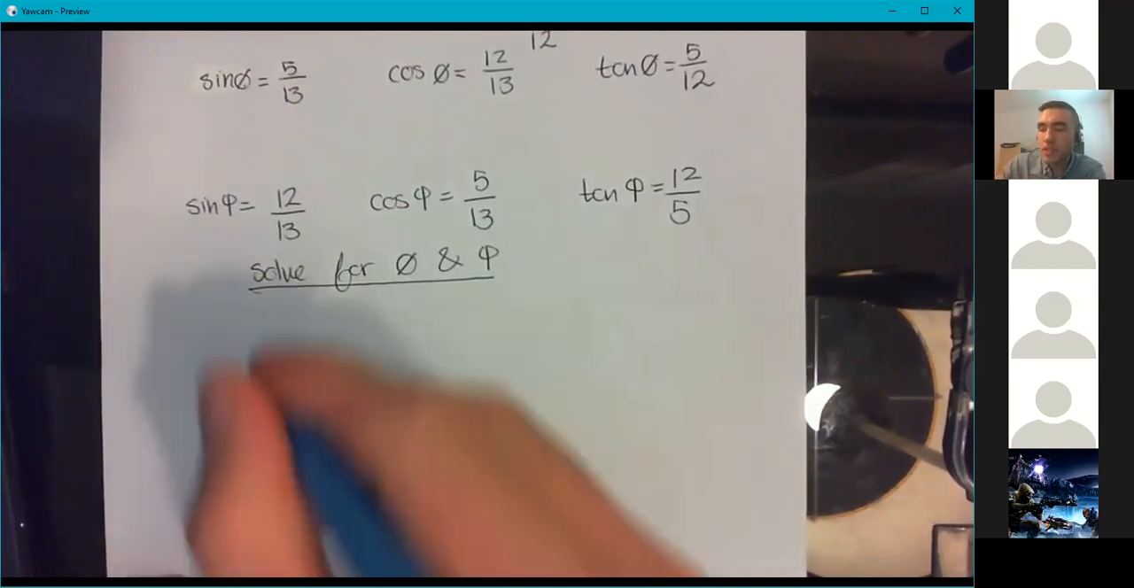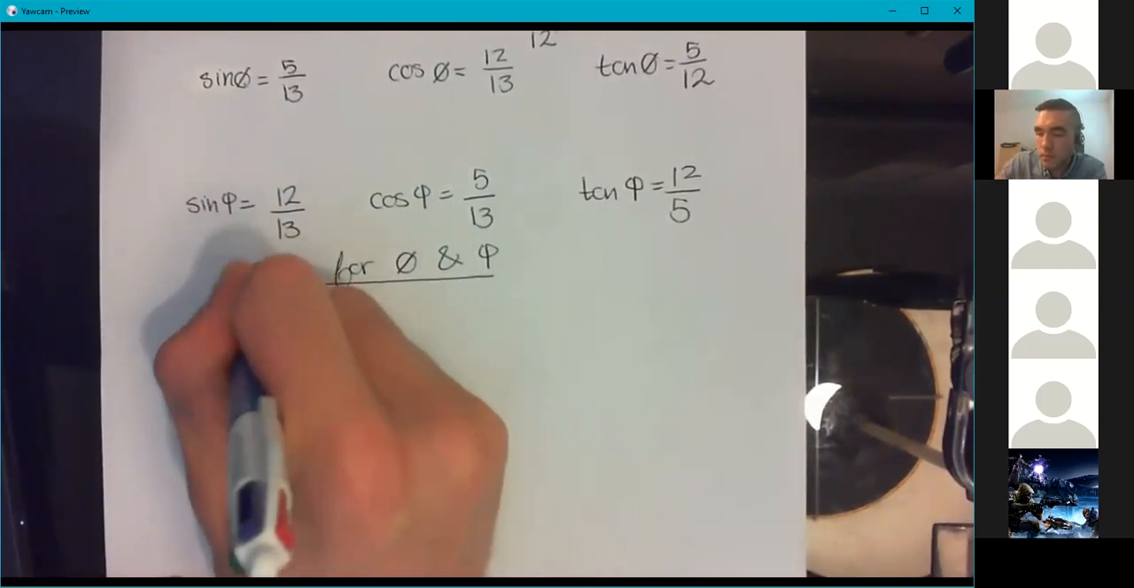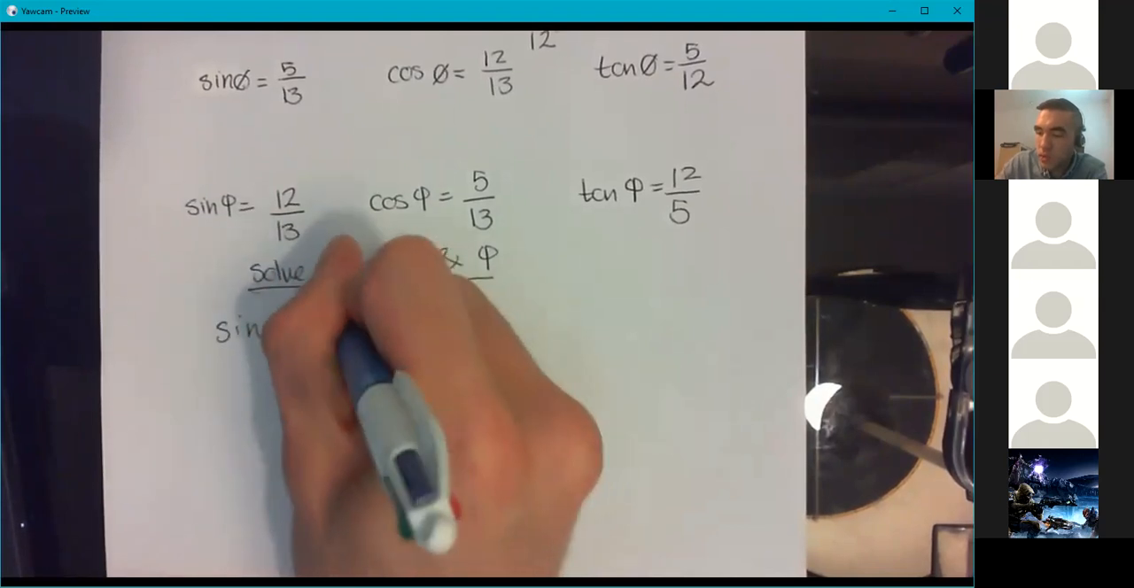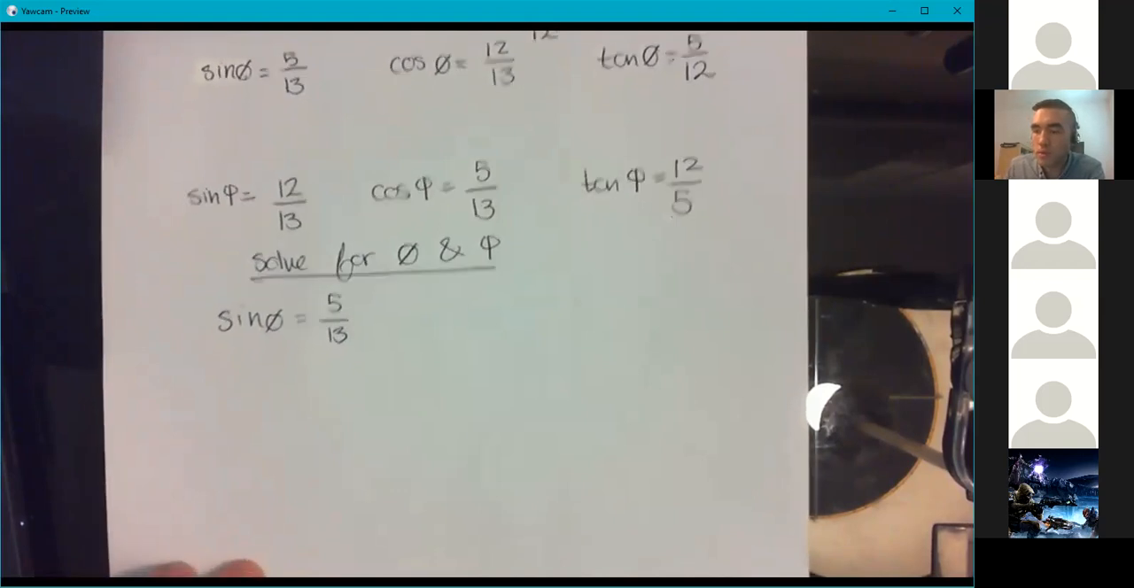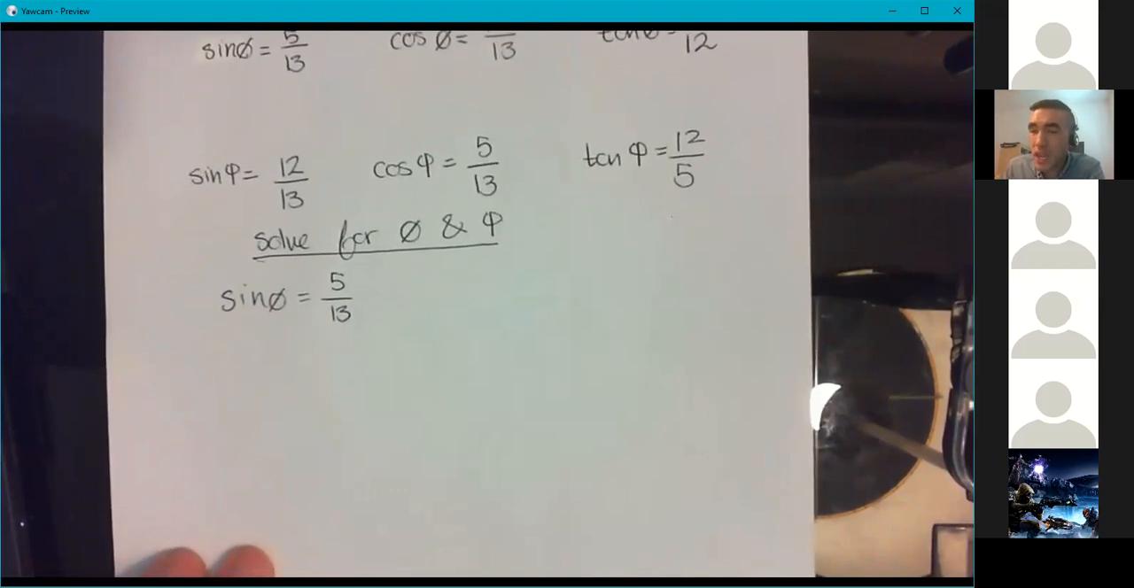I'm going to say that I have sine of theta is equal to 5/13. And before we said that if we want an angle, we're not going to use sine. Instead, we're going to use inverse sine. And here's why that works. I'm going to take inverse sine of both sides of my equation.